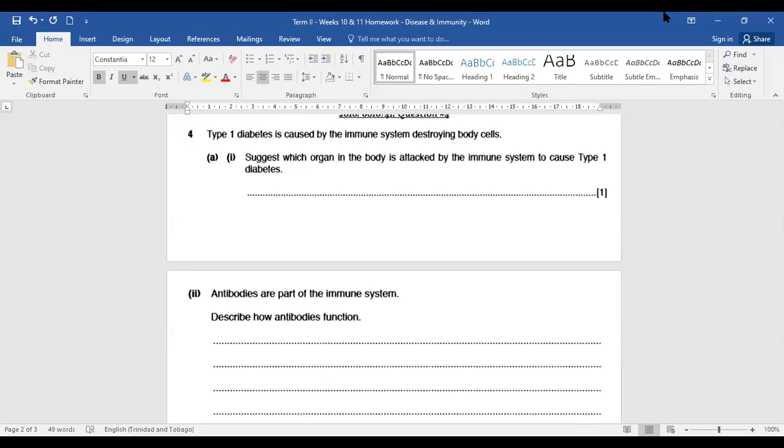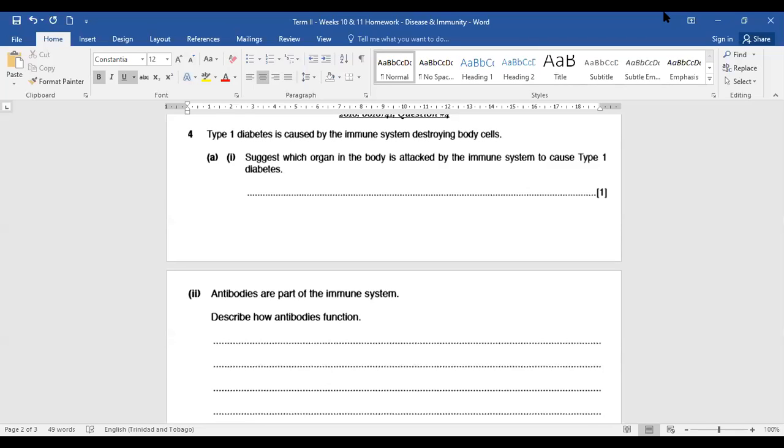Exactly. So the immune system attacks the pancreas. But what specifically in the pancreas? A group of cells, right? A group of beta cells. We're going to get more in depth into that today as well. So it attacks a group of beta cells in the pancreas, which are responsible for producing insulin. As a result of that, your body is not able to absorb glucose. So the pancreas is correct. That is the organ that is attacked by the immune system to cause type 1 diabetes.